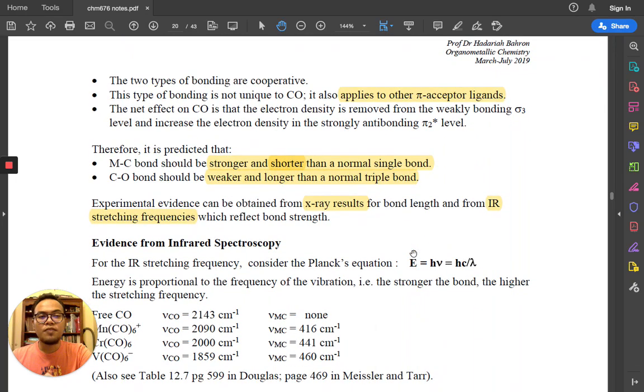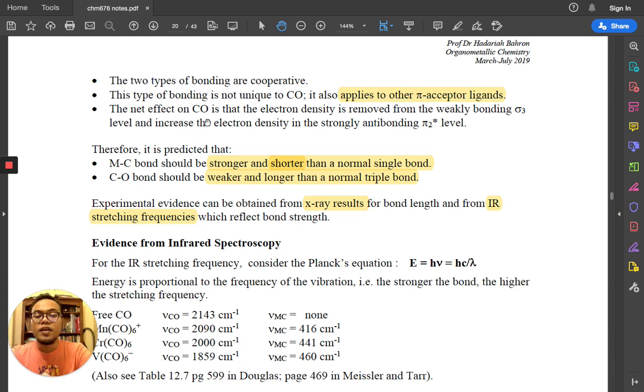So as we have been giving the emphasis on this, I would like to reiterate again that the two types of bonding are cooperative, or better term, synergic. This type of bonding is unique, not unique to carbonyl. It can also be applied to any other pi acceptor ligands.